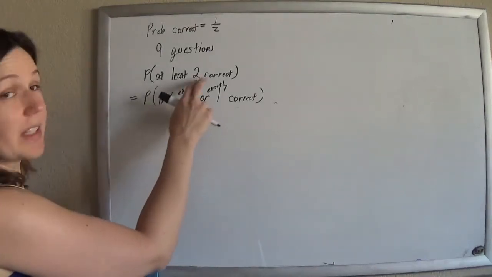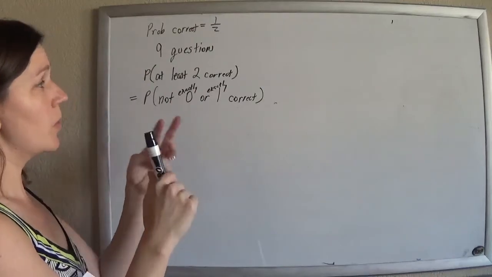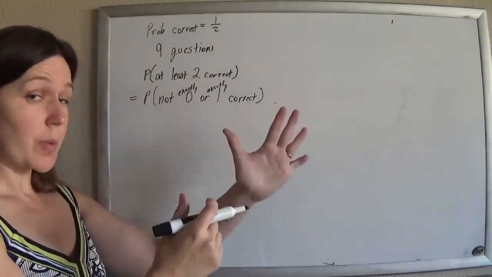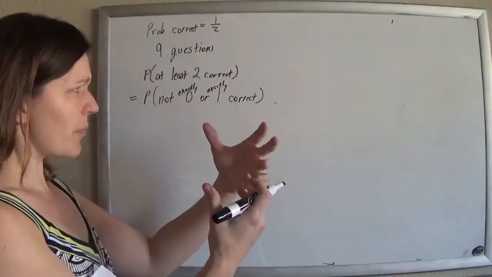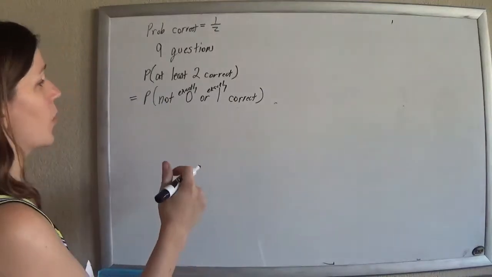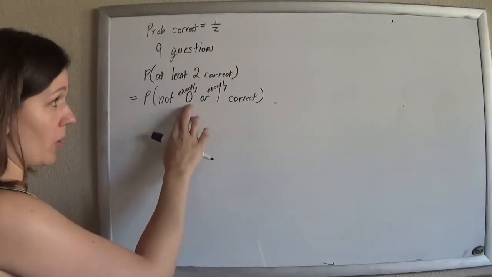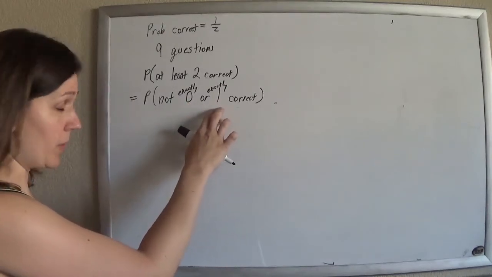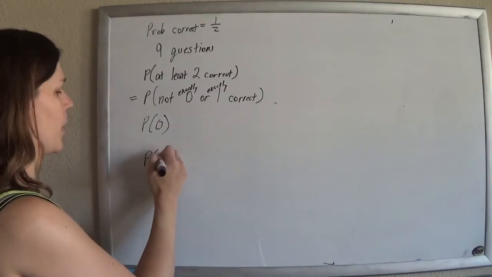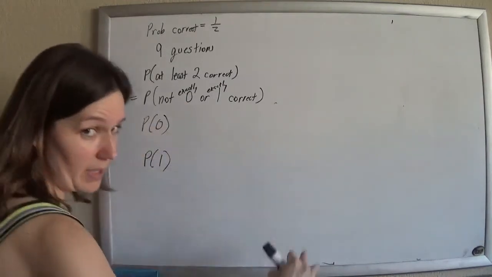So if I want at least 2 out of 9 questions correct, I want 2 or 3 or 4 or 5 or 6 or 7 or 8 or 9, but instead of finding all those probabilities and adding them all up, it'd be faster to find out what I don't want and do 1 minus that. So what I don't want is, if I want at least 2 right, I don't want exactly 0 right or exactly 1 right. So I'm going to find the probability of getting 0 correct and the probability of getting 1 correct, add those up, do 1 minus that.